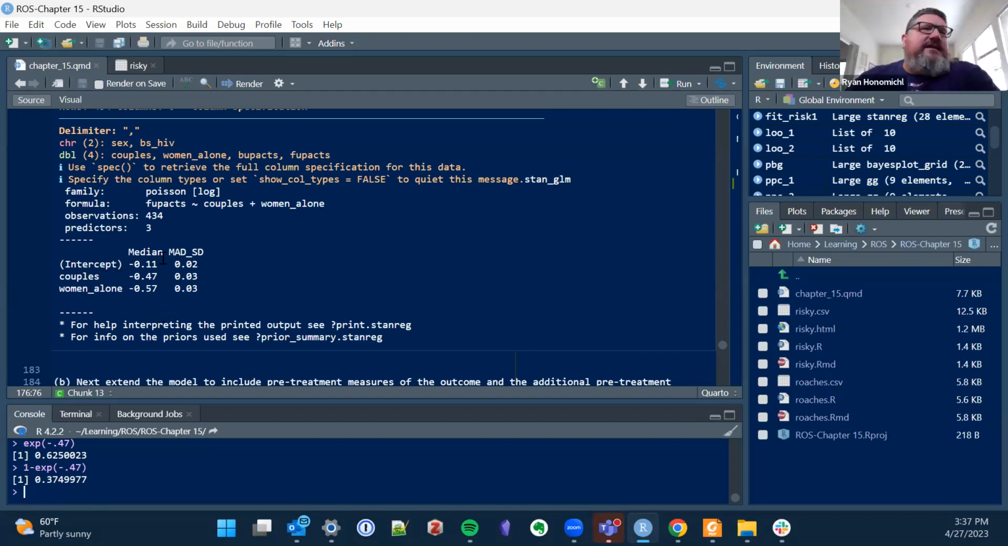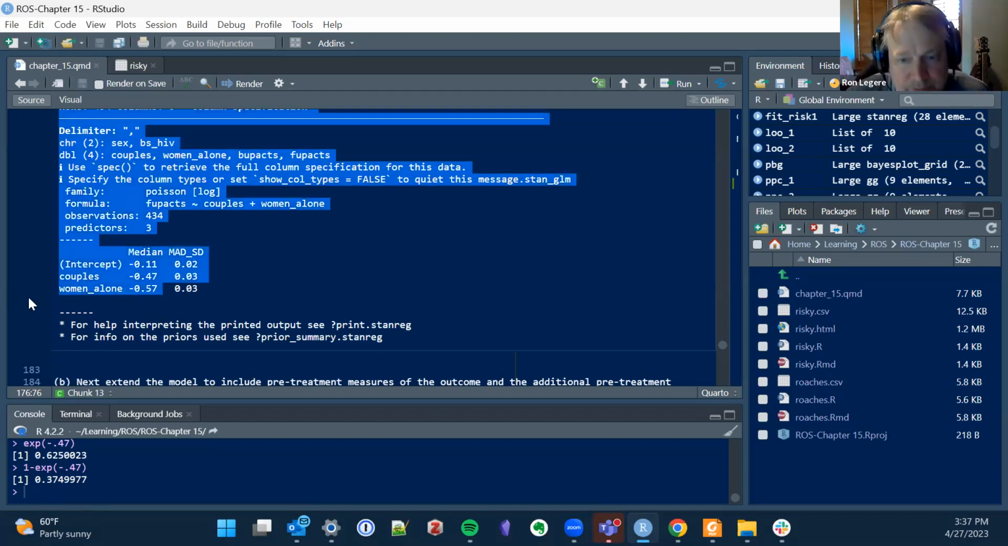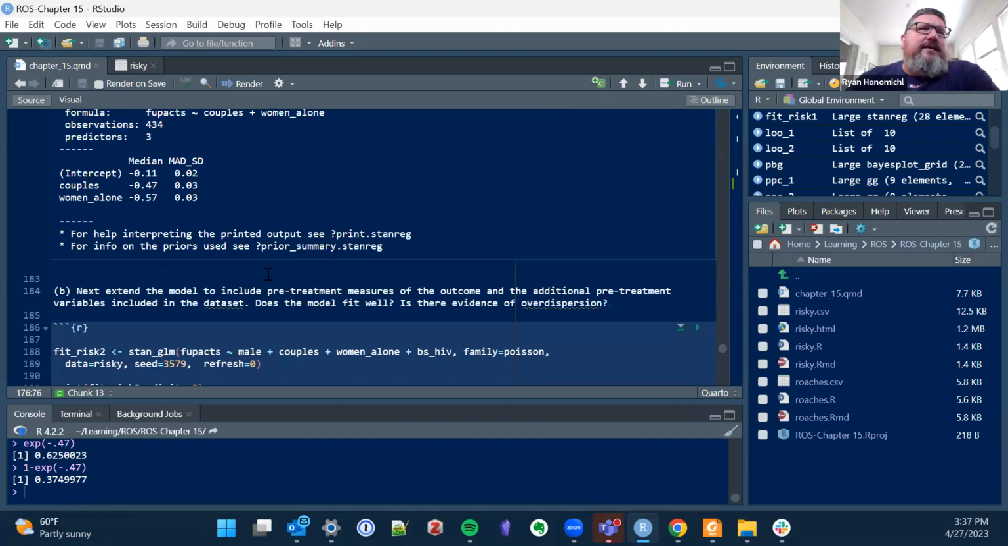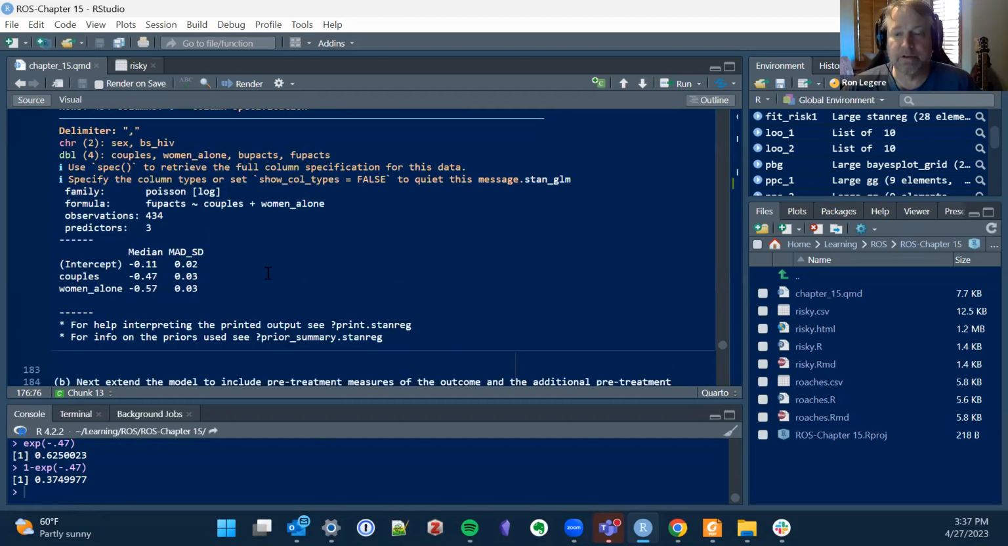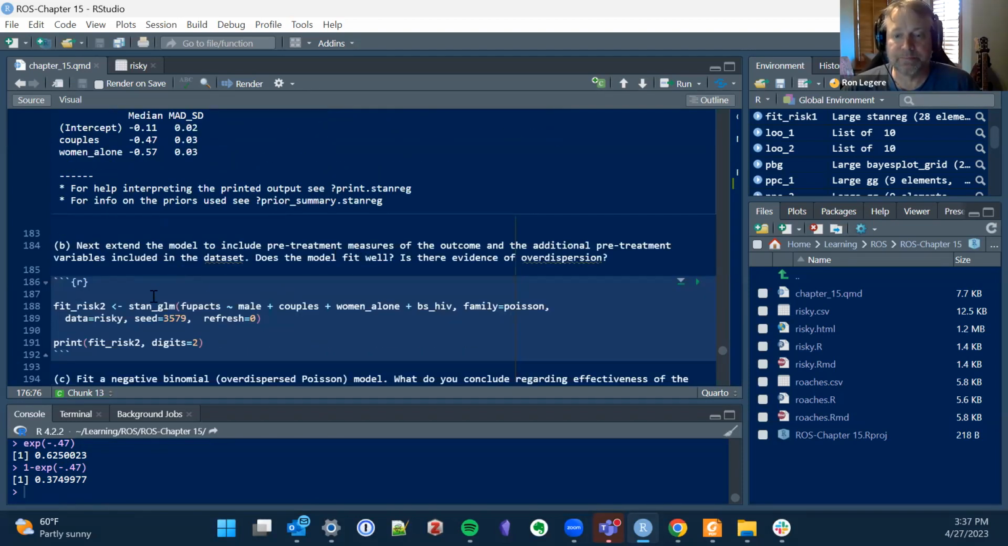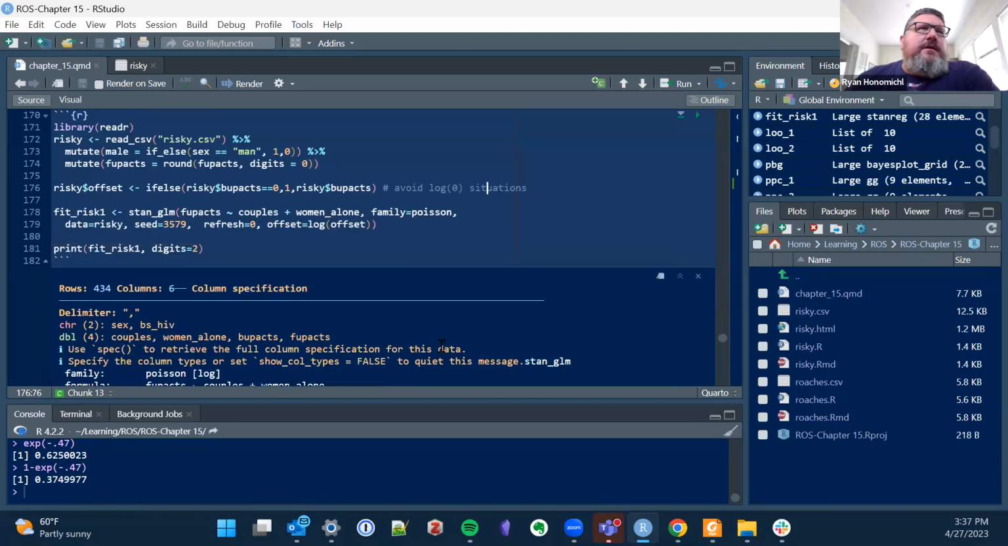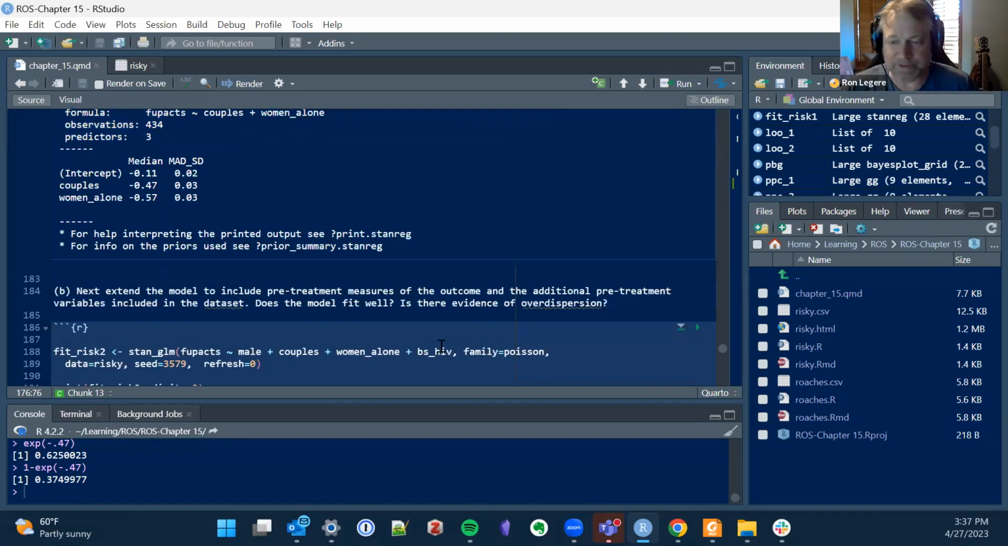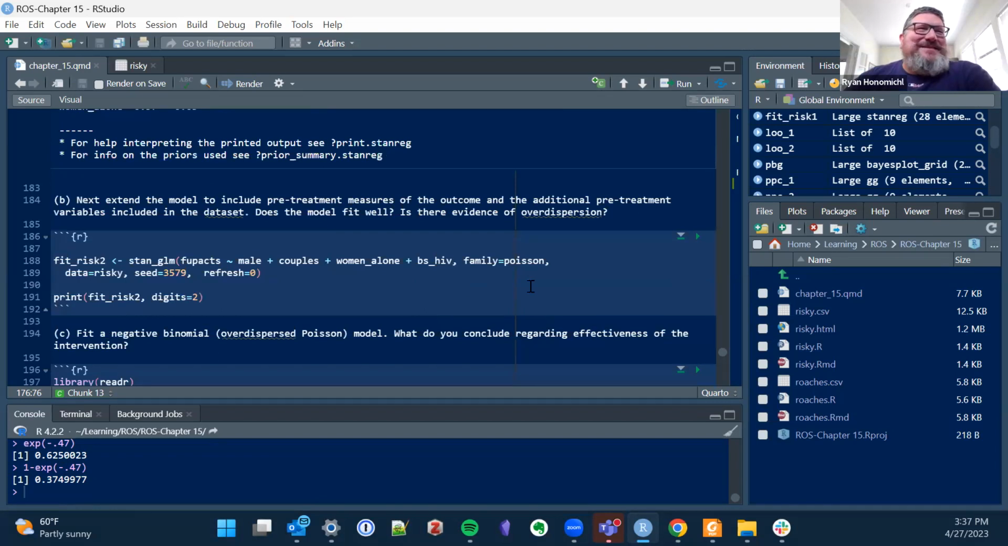Okay, and then obviously, same thing with women alone. This is interesting, right? Slightly more effective, I guess. That has a stronger impact, significantly more effective. Of course, I'm attributing causal things right away, which you're not supposed to do. But it's hard, right? Okay, so this is the second part.